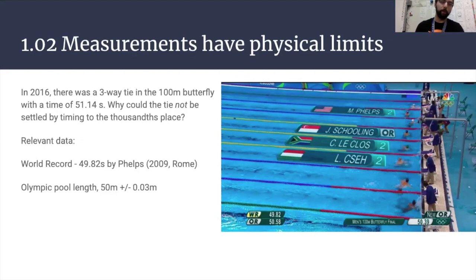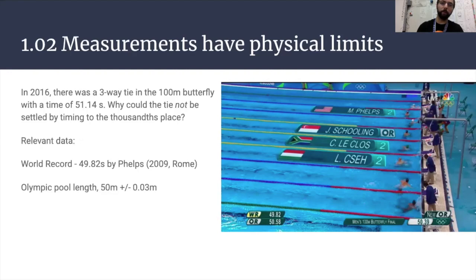So the pool is measured with 4 significant figures. It can either be 49.97 meters long, or it can be 50.03 meters long. Those are all measured with 4 significant figures in their precision. Now, if we time anything in that pool, it needs to also be held accountable to 4 sig-figs to be precise. And we do. They are timed at 51.14 seconds.